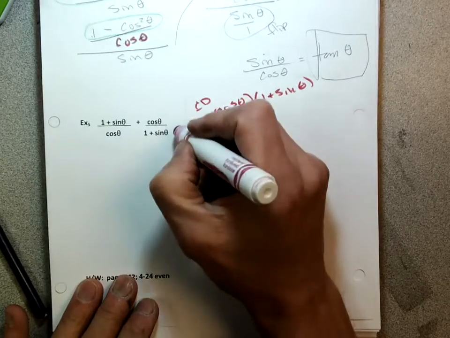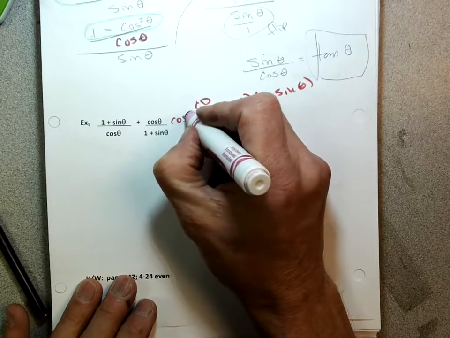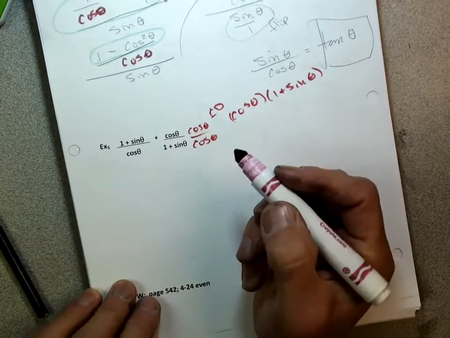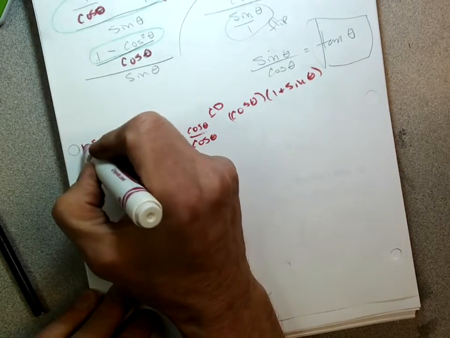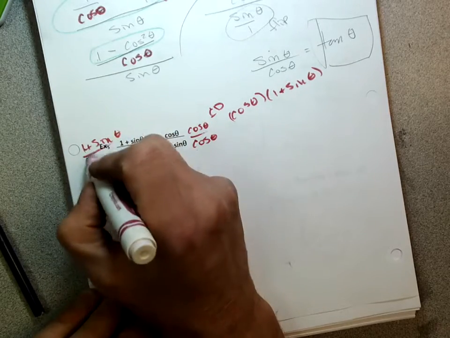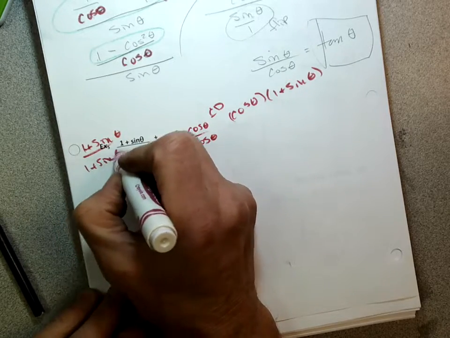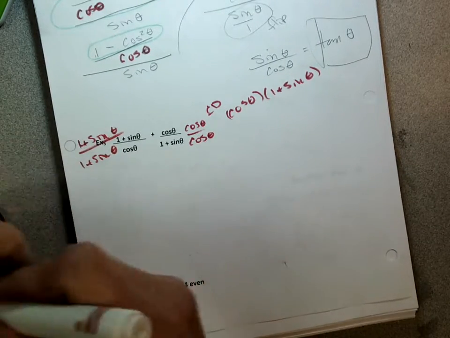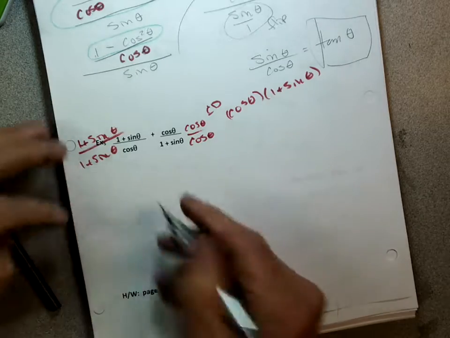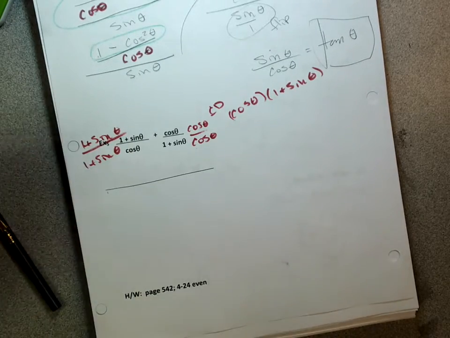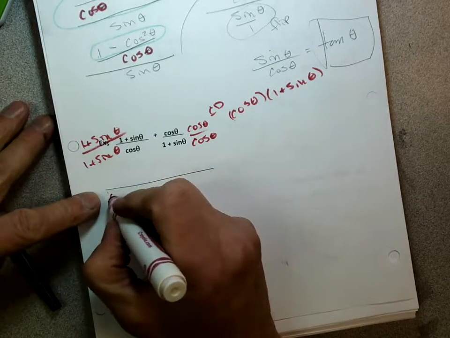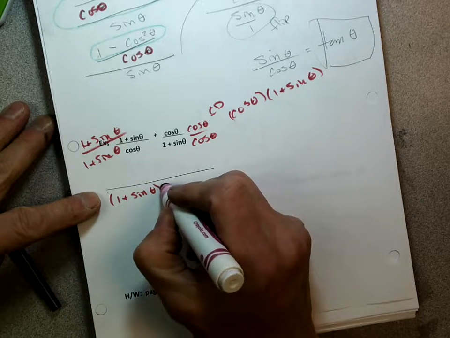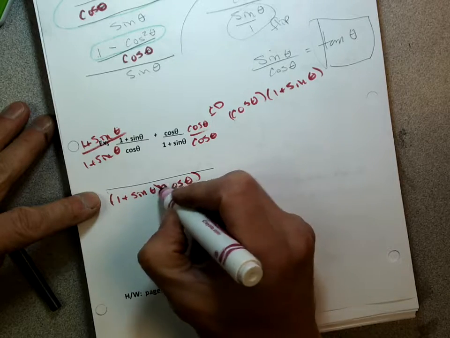So I'm going to go ahead and multiply this one by a cosine over a cosine, and I'll multiply this first fraction by a 1 plus a sine theta over a 1 plus a sine theta. Okay, now let's see what we get. So my common denominator, I'll put it down there. Here's my common denominator, and I'll write it in red so you can see it: it's my 1 plus sine theta cosine theta. Okay, that's my common denominator.